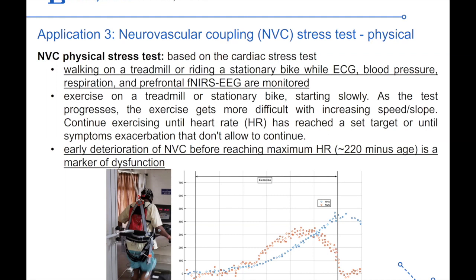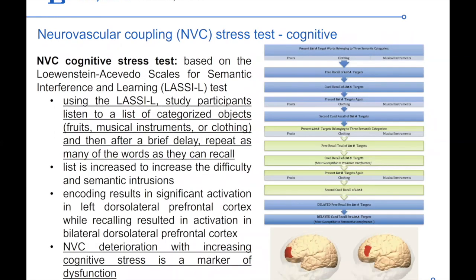On the right, the red is the neurovascular coupling. It improves initially with exercise, but then decreases, and deoxyhemoglobin continues to increase in the brain tissue. At some point they cannot continue the exercise anymore and ask us to stop the treadmill. So this is the neurovascular coupling stress test for physical exercise.